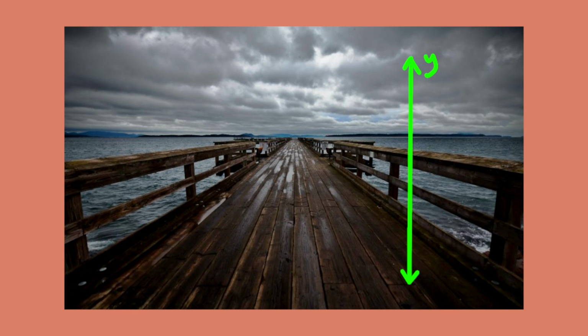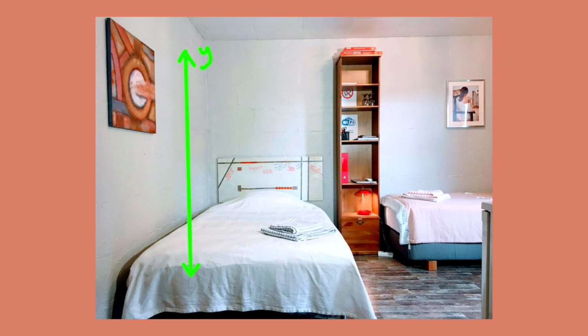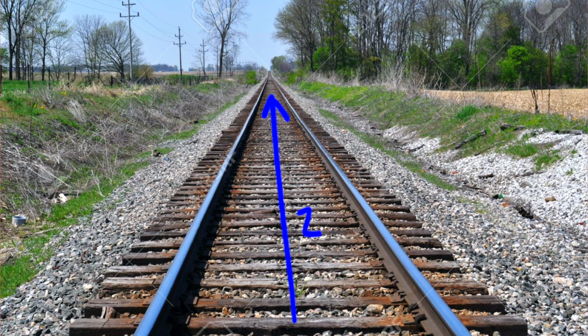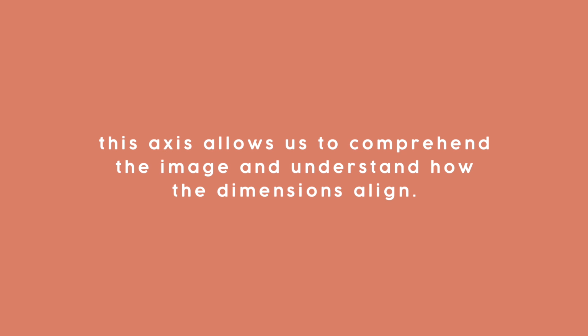The Y-axis is the vertical line of the image. Again, this can be used effectively by directors to change the perspective of the audience. The Z-axis can be formed in many ways, from train tracks to corridors to streets. This axis allows us to comprehend the image and understand how the dimensions align with one another.